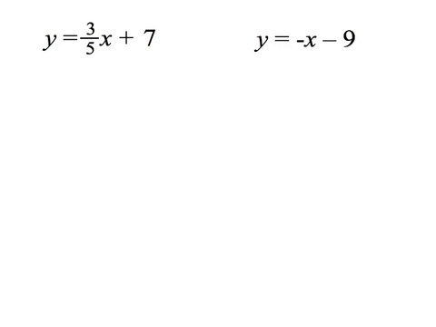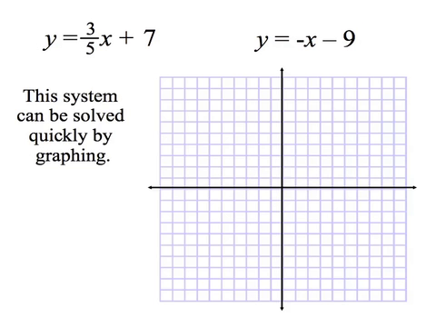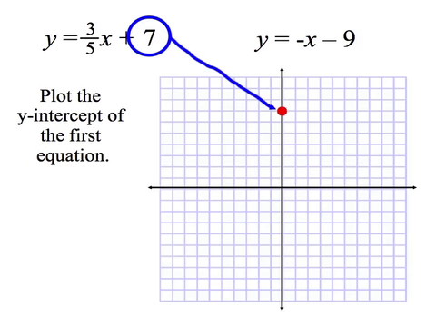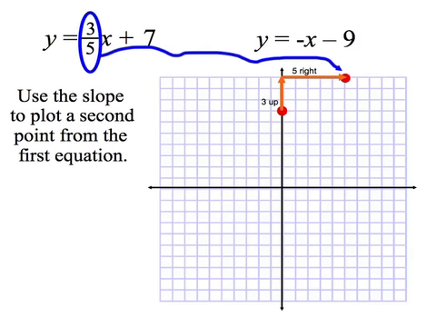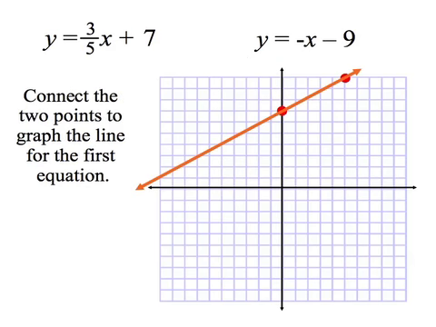In our first problem, we have 2 equations that are both solved for y, so they're written in slope-intercept form. So they can be solved quickly by graphing. The first thing I'm going to do is identify the y-intercept on the first equation. That's 7, so I graph it. Then I identify the slope on the first equation, 3/5. So from my y-intercept, I travel 3 up and 5 to the right. Graph the point, connect the 2 points.